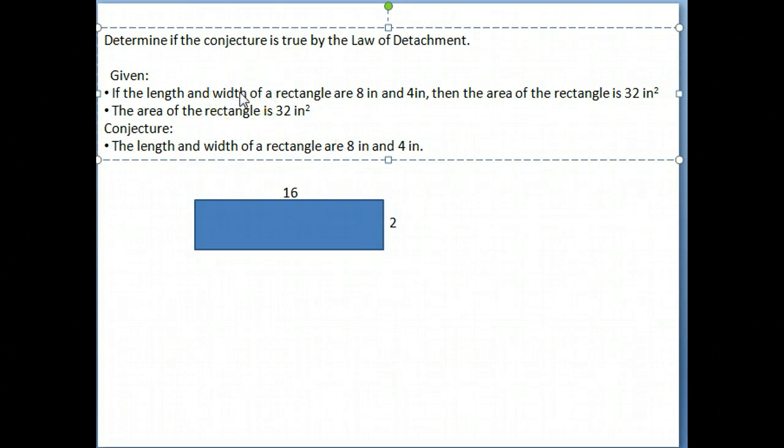Okay, that's why our law was set up this direction in order to make a conclusion. Again, our given has to come from the if part or we can't make our conjecture. So this person got it wrong. This one was false.